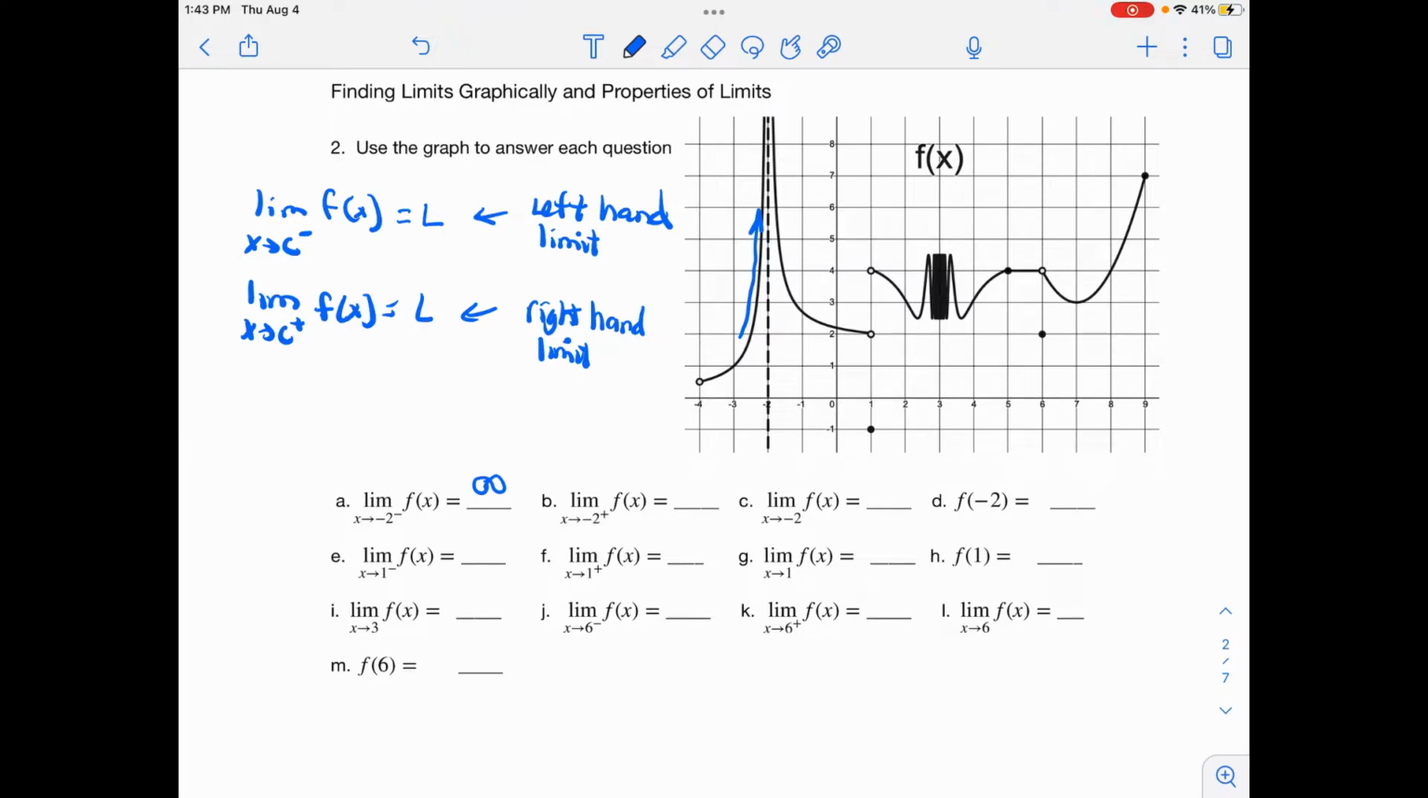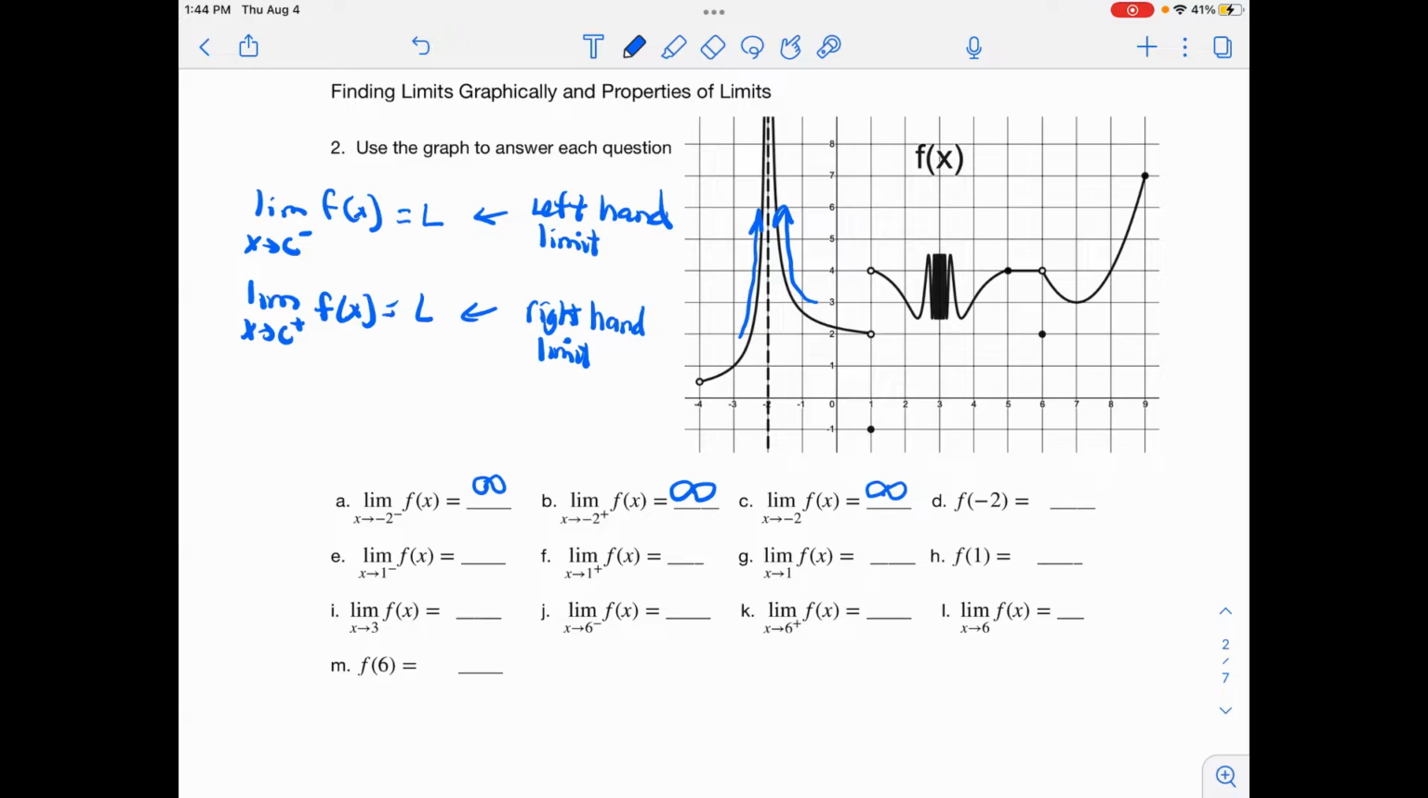Now B, for this right-hand limit, the limit as x approaches -2 positive from the right-hand side of f of x. So we look at f of x from the right-hand side, it's also going to infinity. So the limit as x approaches -2, well, this one, because it doesn't have a plus or a minus, that means it has to be both sides, the left-hand side and the right-hand side. So the left-hand side is going to infinity, right-hand side is going to infinity, so the limit is also going to infinity.